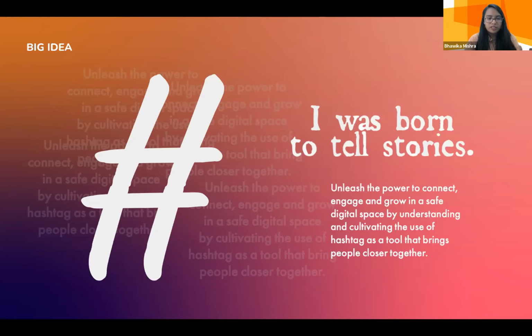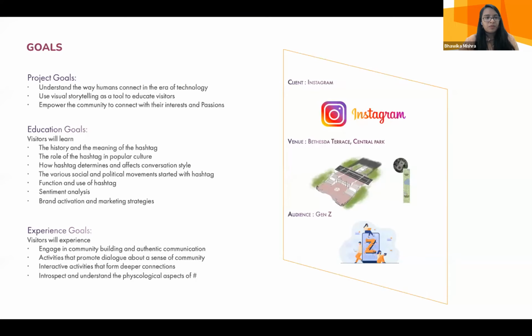So using my thesis research and the prototype testing conclusions, I was able to use this big idea of hashtag to tell stories and unleash the power to connect, engage, and grow in a safe digital space by understanding and cultivating the use of hashtag as a tool that brings people closer together. This whole exhibition is based on the perspective of hashtag, and hashtag is telling its own story. So I was able to define certain goals based on my thesis and research.